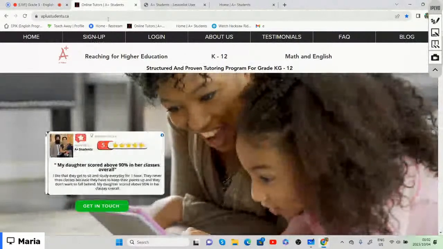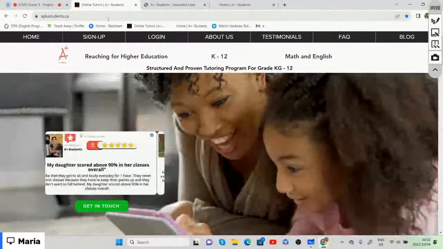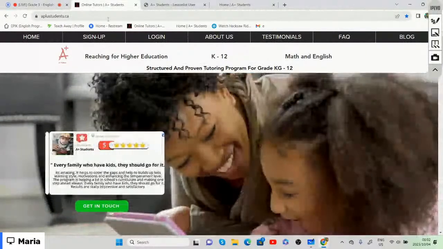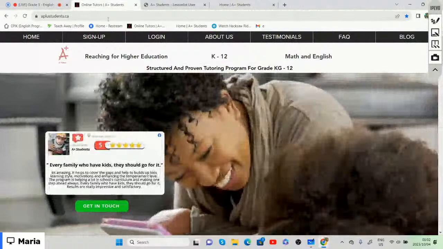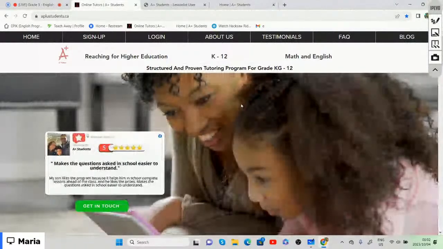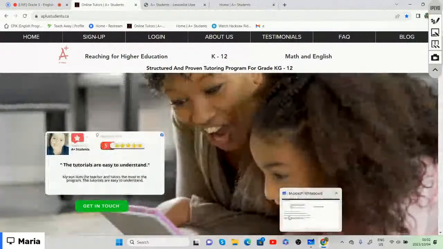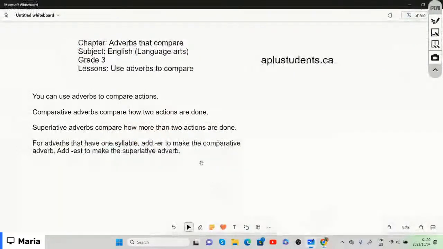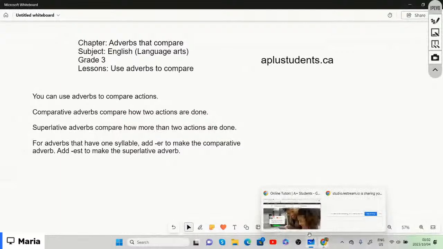All right, so today we will be doing our grade 3 English lesson on adverbs that compare. And before we start with our lesson on adverbs that compare, we are going to log into aplusstudents.ca.